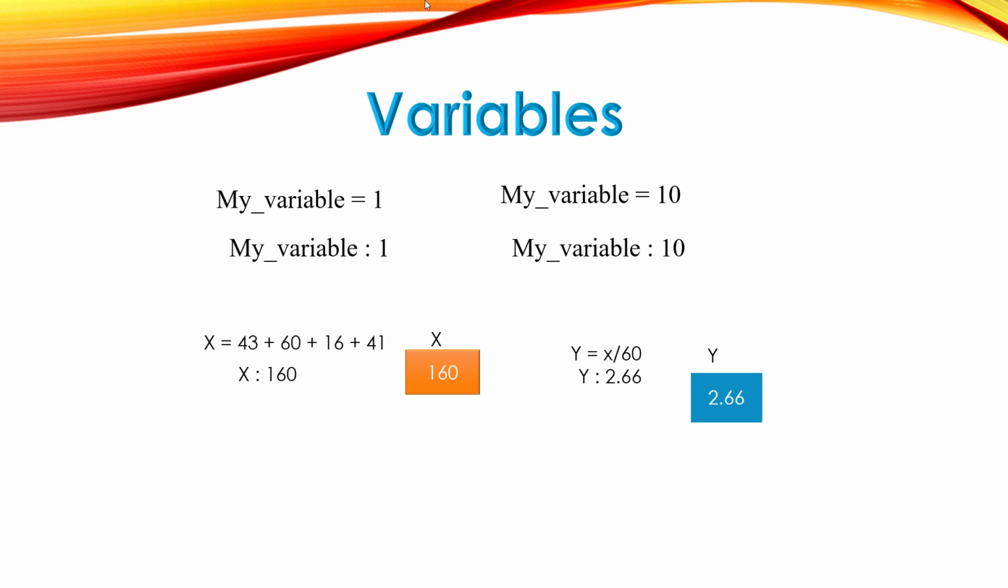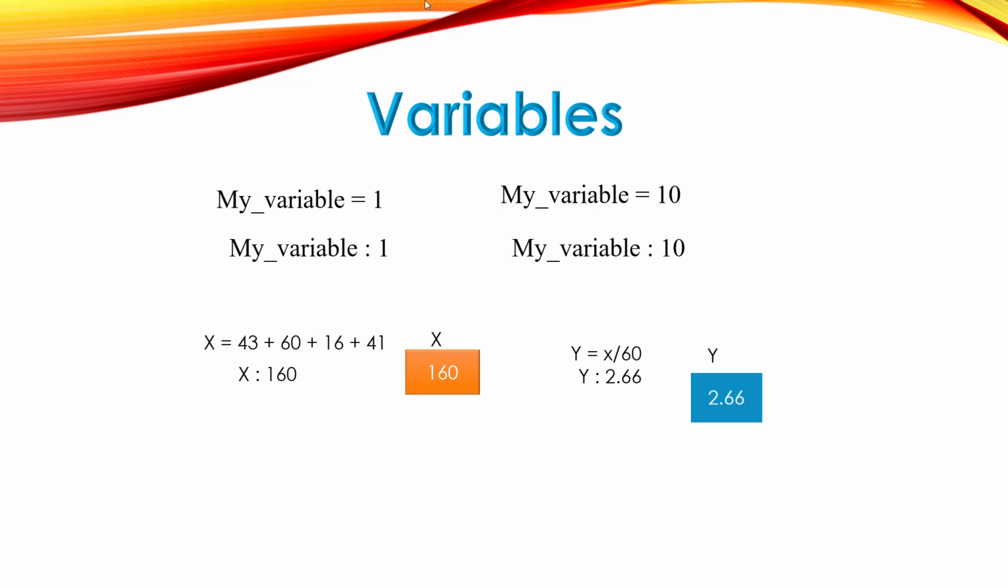In this slide, we are going to learn about variables. Variables are used to store values. In the first case, my underscore variable is equal to 1. We assign a value of 1 to the variable my variable. You can also use my variable with a capital letter instead of an underscore; that is also considered a variable. Here my underscore variable is equal to 1, and my underscore variable is equal to 10. In both, we use an assignment operator.